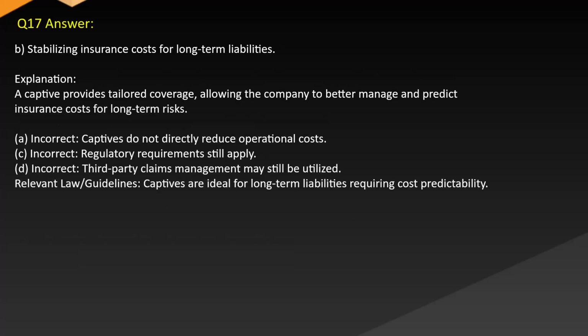Answer B. Stabilizing insurance costs for long-term liabilities. Explanation: A captive provides tailored coverage, allowing the company to better manage and predict insurance costs for long-term risks. A. Incorrect. Captives do not directly reduce operational costs. C. Incorrect. Regulatory requirements still apply. D. Incorrect. Third-party claims management may still be utilized. Relevant law guidelines. Captives are ideal for long-term liabilities requiring cost predictability.